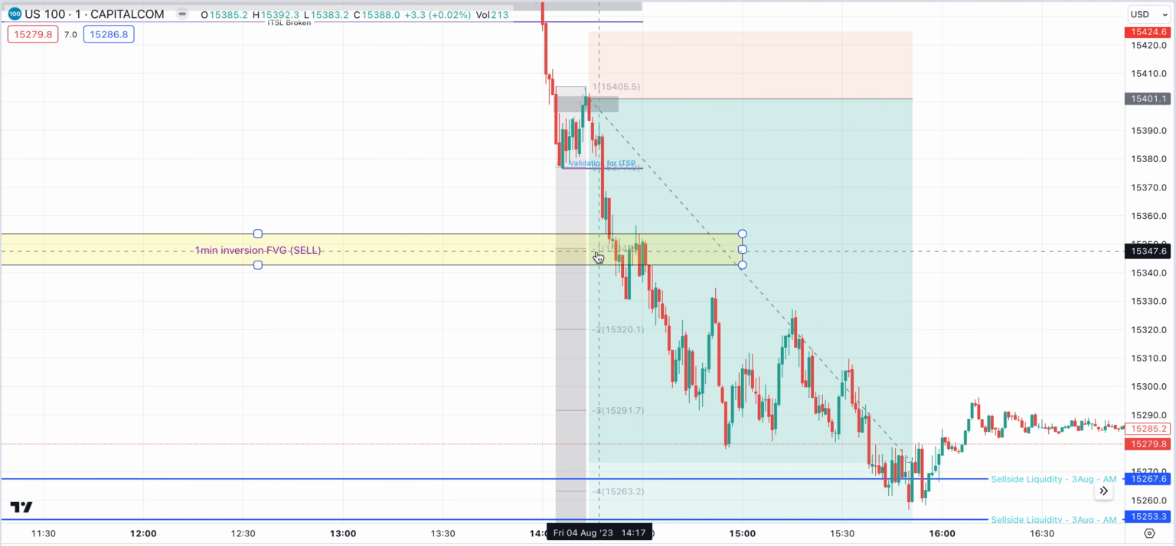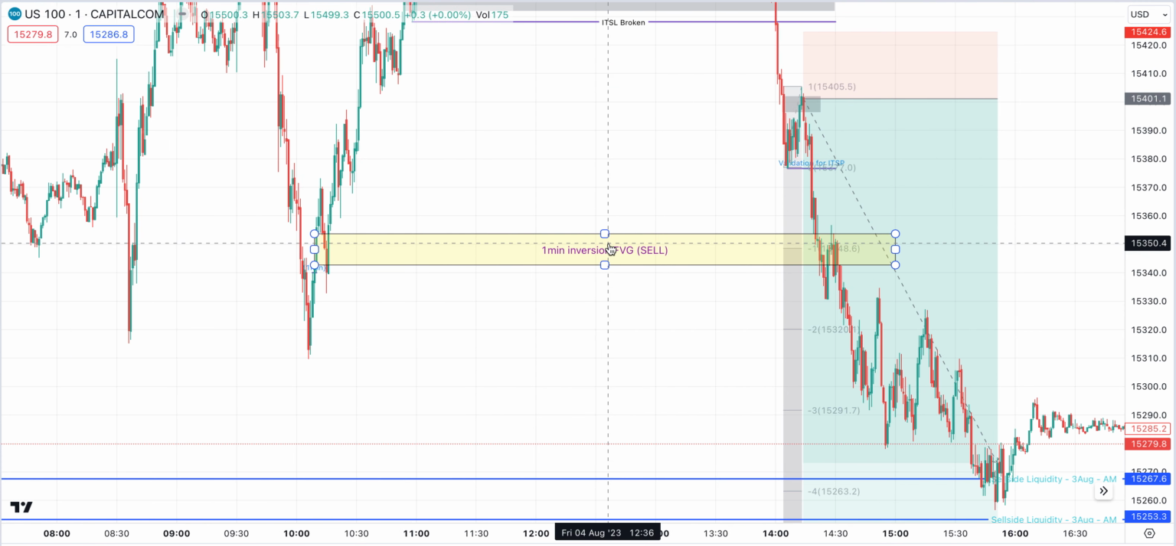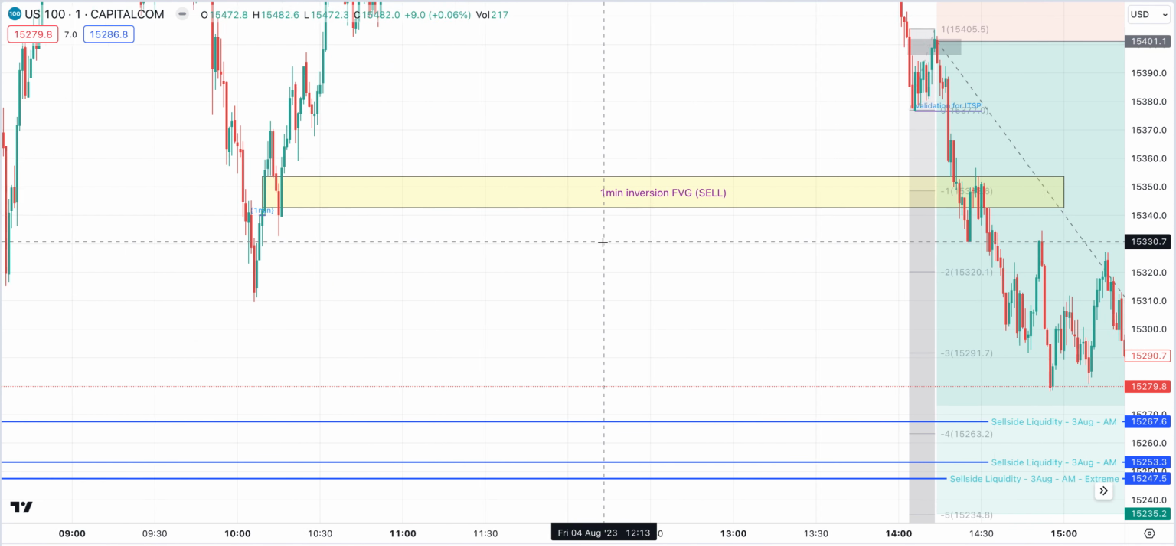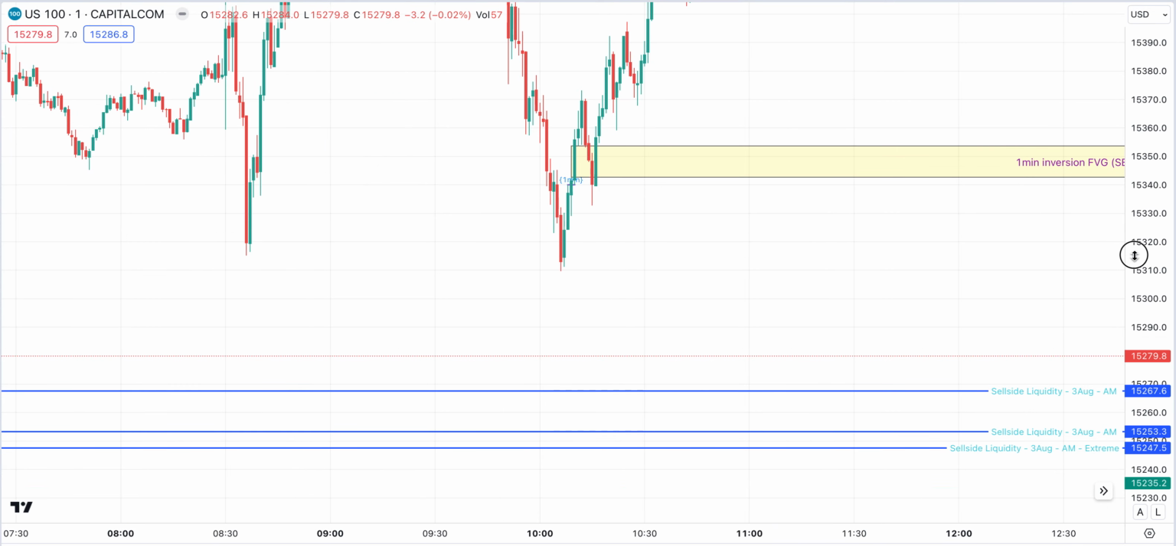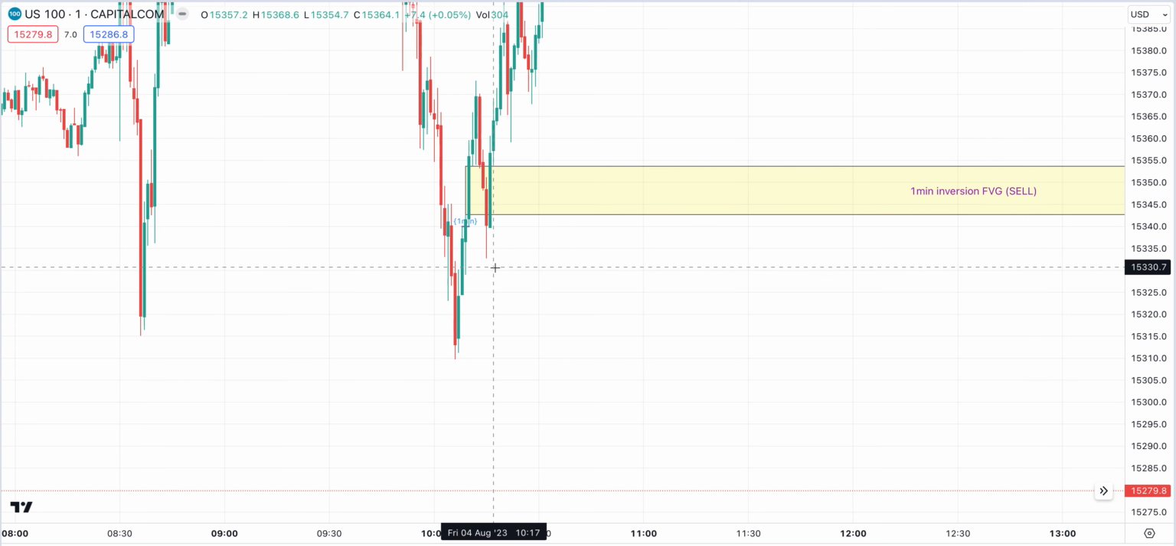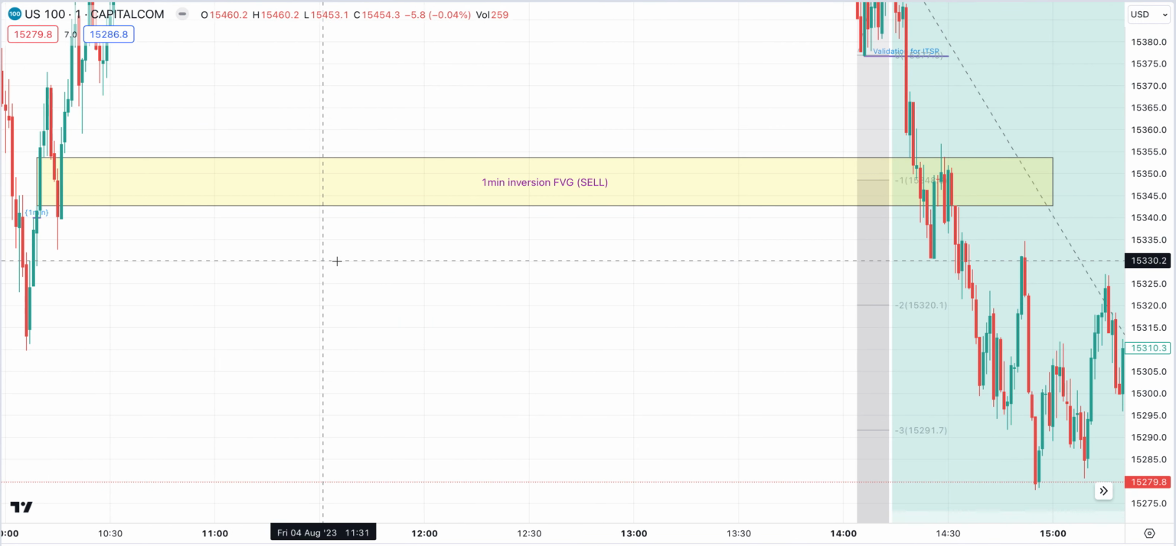And once it broke the 1 standard deviation, I also saw that there was an inversion fair value gap right in here, on the 1 minute. It was also respected. Oh, there's another gap inside there. It was also respected, so that becomes an intermediate term swing low, which ends up being broken.